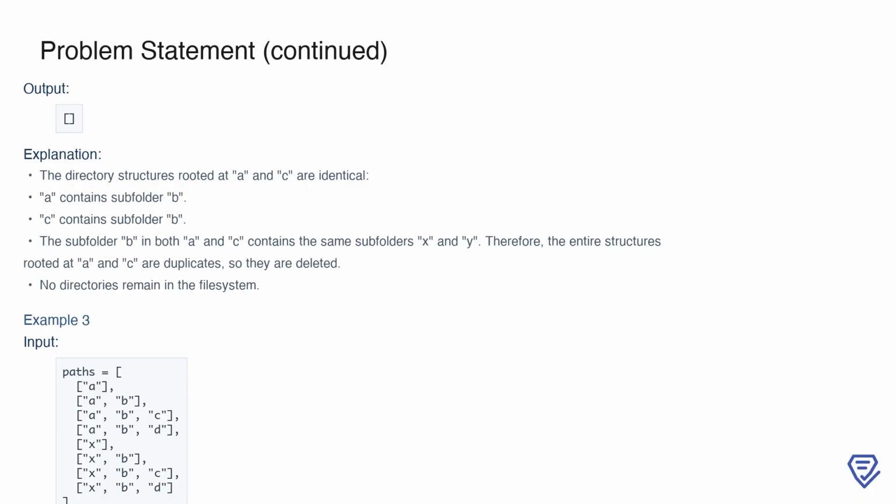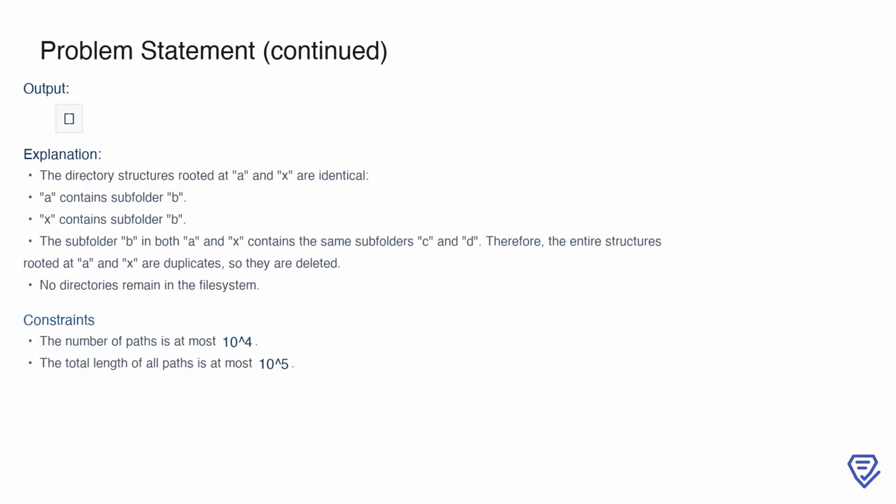In the second example, the input paths represent two main directories, A and C, each containing a subfolder B, which further contains the subfolders X and Y. Here, both A and C have the exact same structure, including the subfolder B and its contents. Since the directory structures rooted at A and C are identical, they are both considered duplicates and removed. As a result, the output is an empty list, because no directories remain in the file system. This example emphasizes that when entire structures are duplicates, the result may be completely empty.